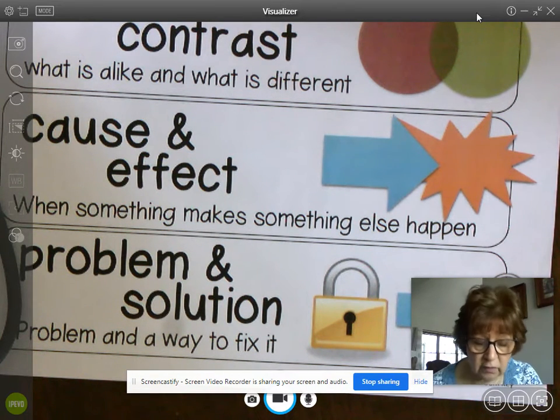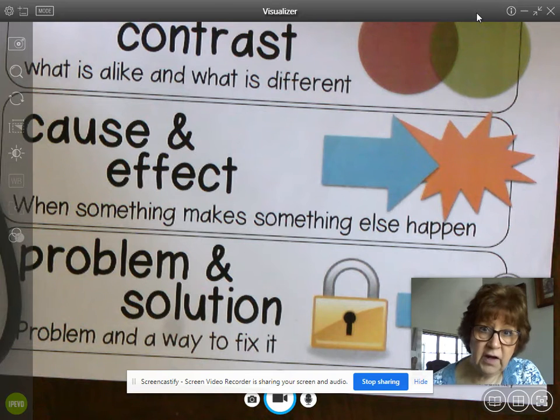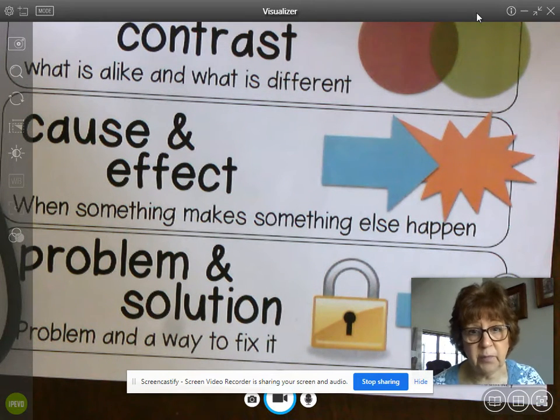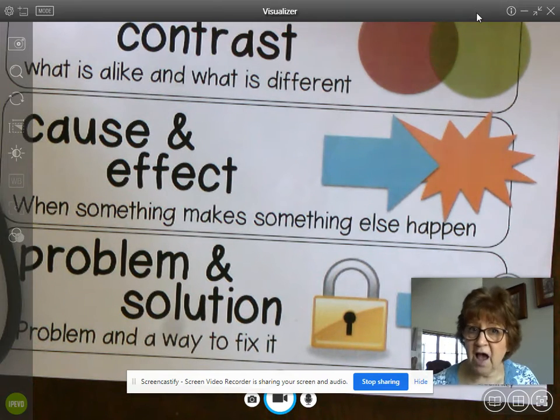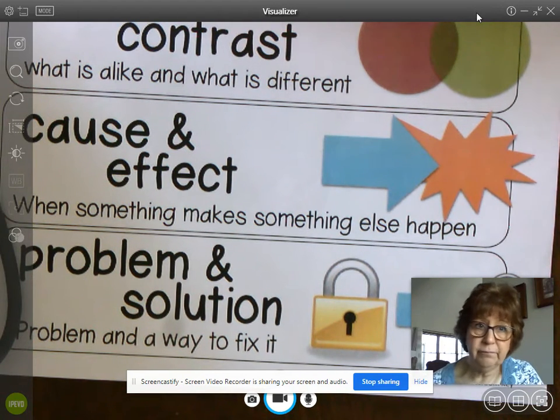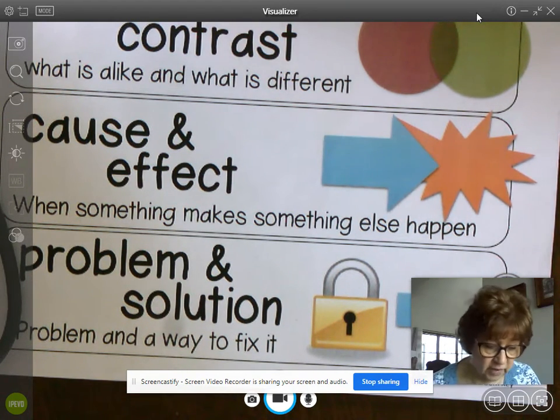Restate it in your own words. If you can do that, you understand it. If you're having trouble with some of that, fix it. Stop right there and fix it. Because if you go ahead and push through the reading without understanding, you're kind of wasting your time.